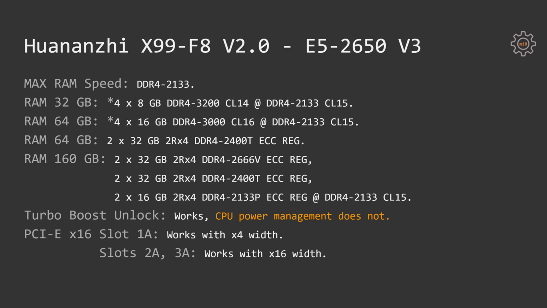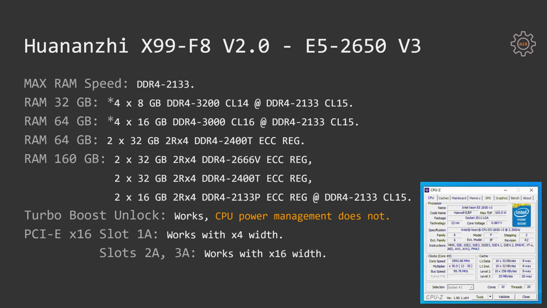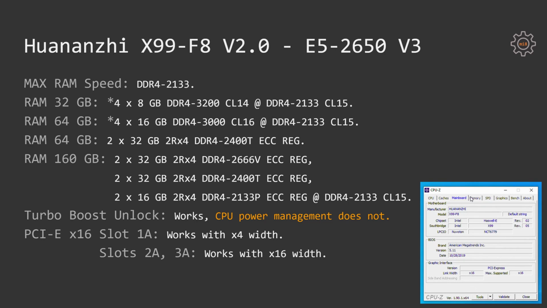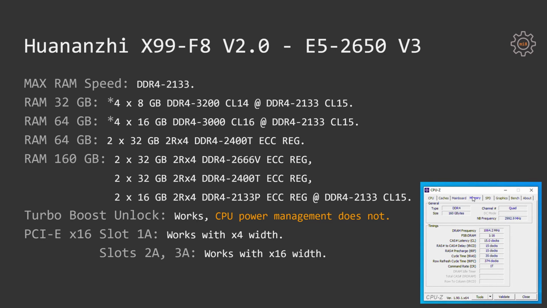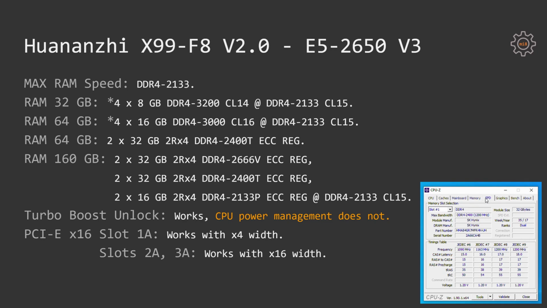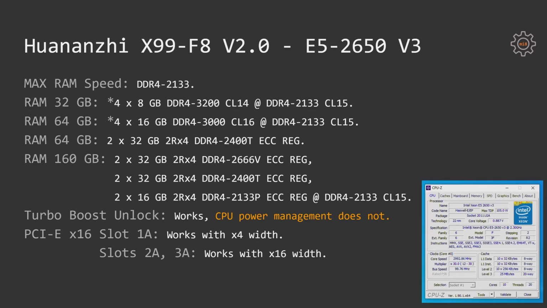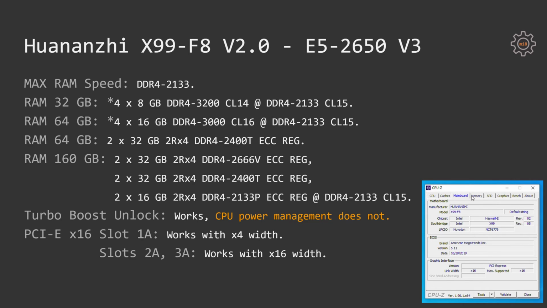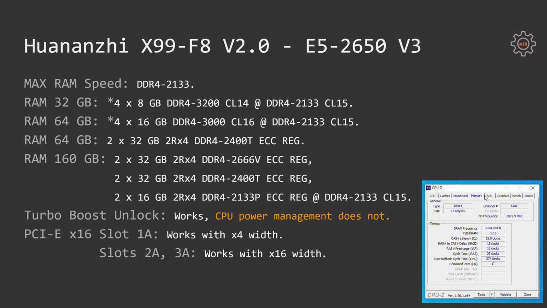Still, I was able to test the following configuration. 160GB of RAM with two sticks of 32GB each DDR4-2666, two sticks of 32GB each DDR4-2400, and two sticks of 16GB each DDR4-2133. All of the sticks were registered ECC server RAM. Everything was working perfectly stable with no issues. 64GB with two sticks of 32GB DDR4-2400 ECC registered RAM.